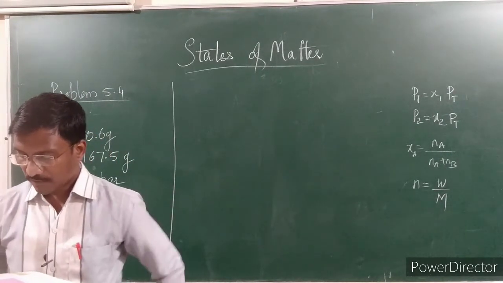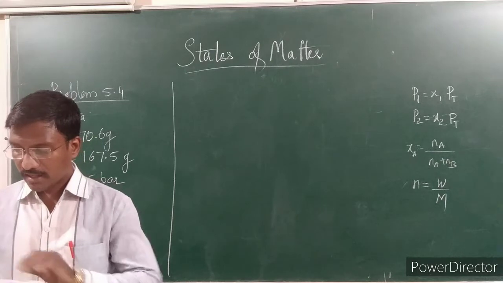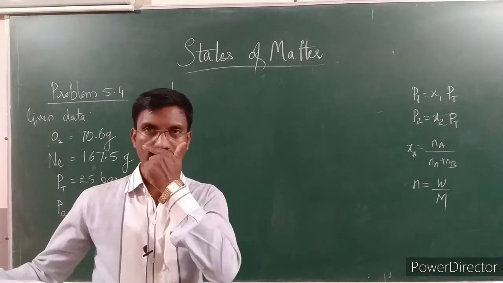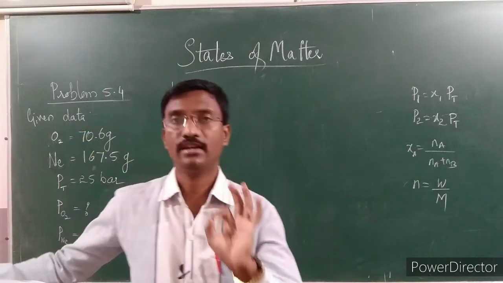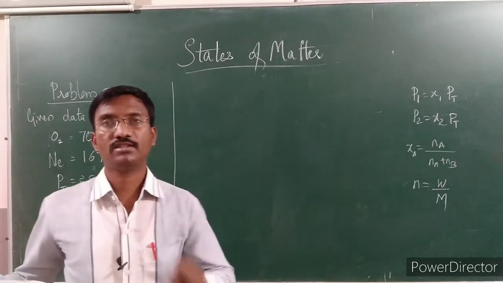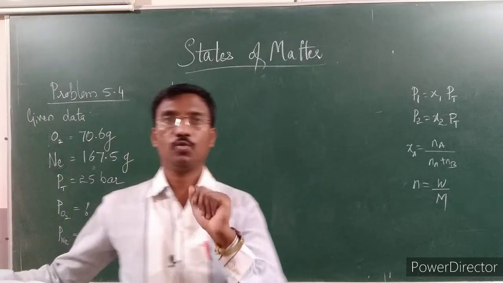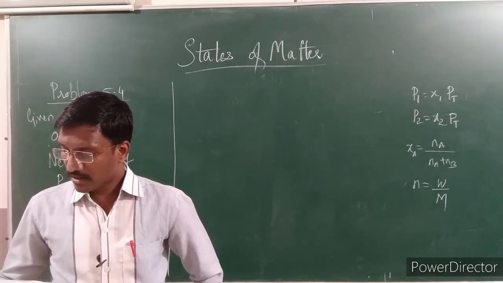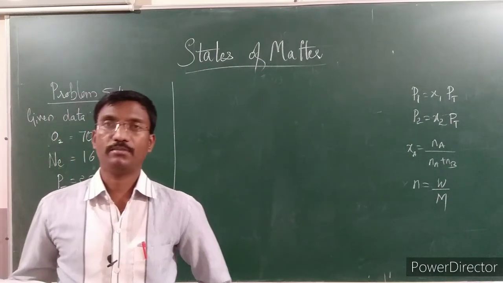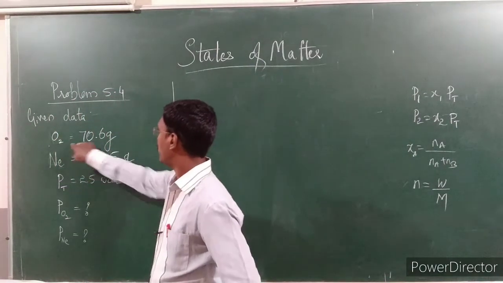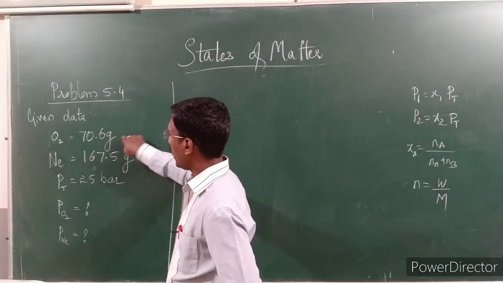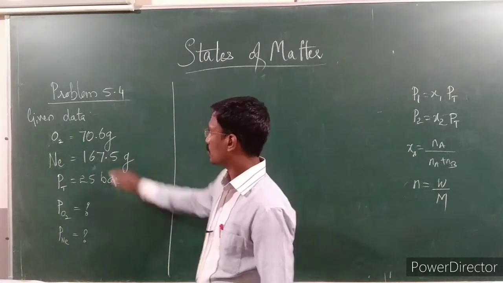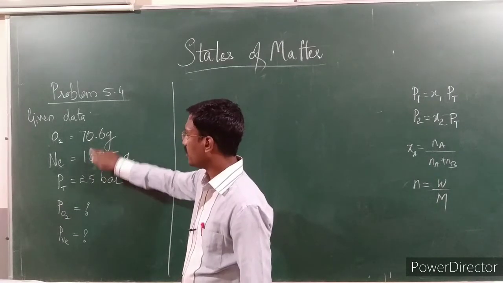Look here, the 5.4, they have given neon and dioxygen. These gases are mixed. Means which one? Neon and oxygen. Dioxygen is nothing but it is having 2 oxygen atoms, that is O2. So here it contains 70.6 gram of dioxygen, means O2. It is having 70.6 gram of oxygen, and neon containing 167.5 gram. So dioxygen and neon, these are the mixture.